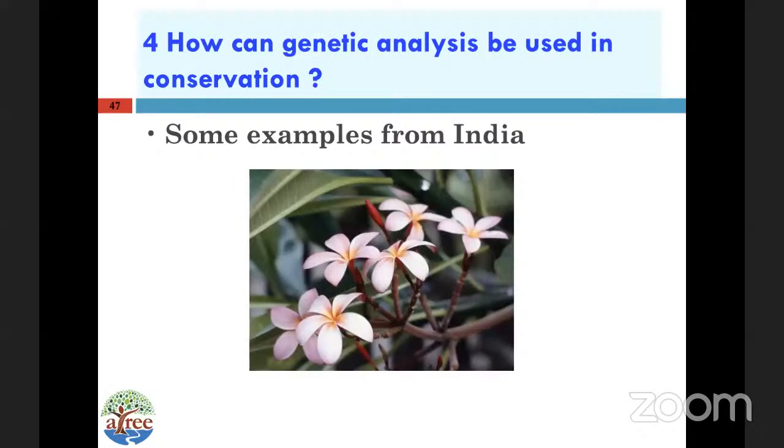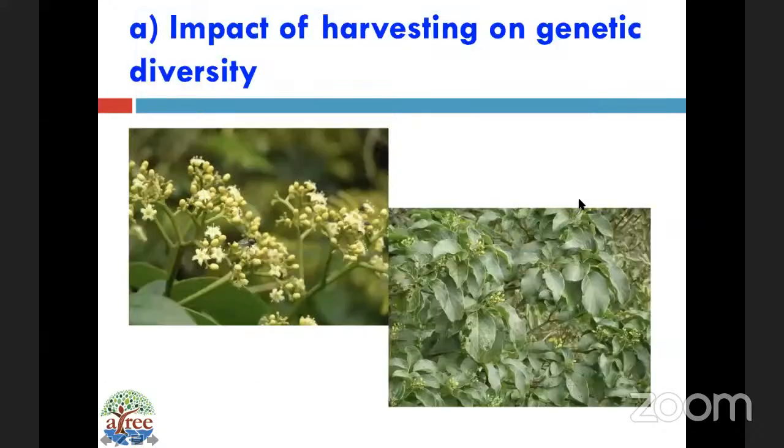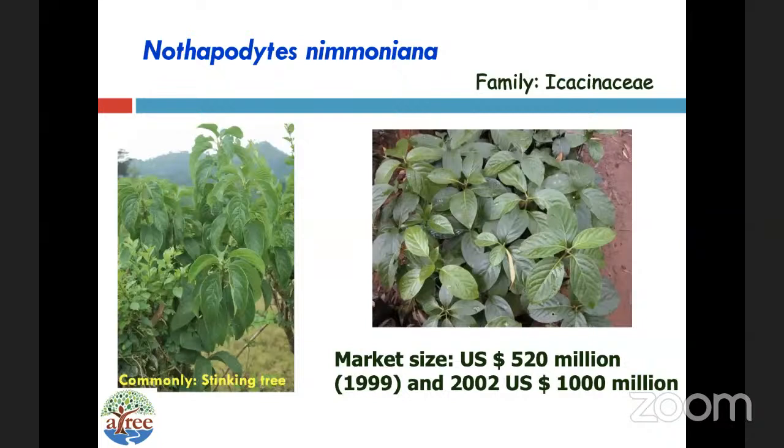I'll just give you a few examples from India of how you can use genetic markers for conservation. For example, this is one particular tree called Mappia, also called Nothapodytes nimmoniana, which was harvested quite extensively because of the importance of this plant for camptothecin, which is an anti-cancer metabolite.